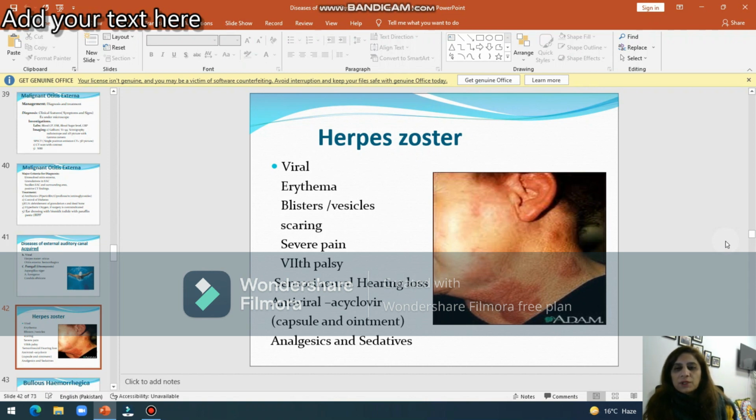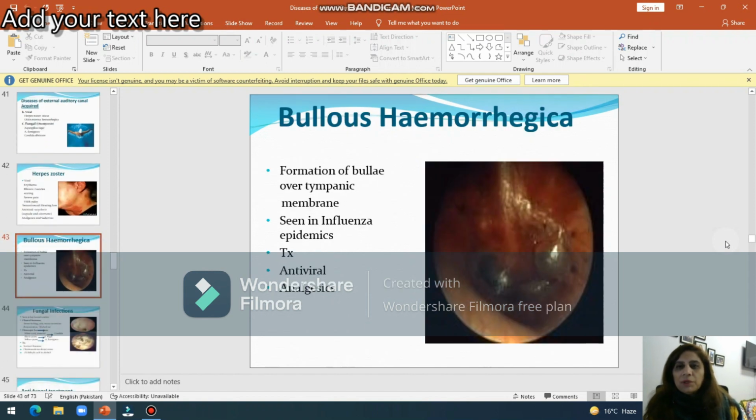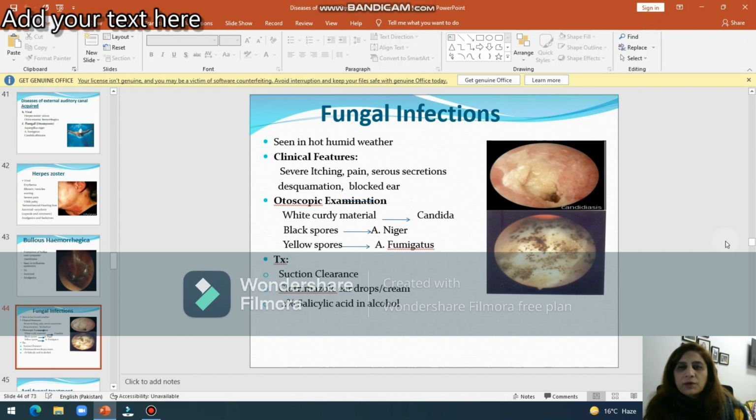We have discussed herpes zoster, and the first stage will be pain, then erythema, then there will be bleb formation, then scarring, along with seventh and eighth cranial nerve paralysis. In cases of fungal infection, it is usually seen in hot and humid weather, and the clinical feature will be severe itching. Without itching, there will not be fungal infection. So the patient will present with severe itching.